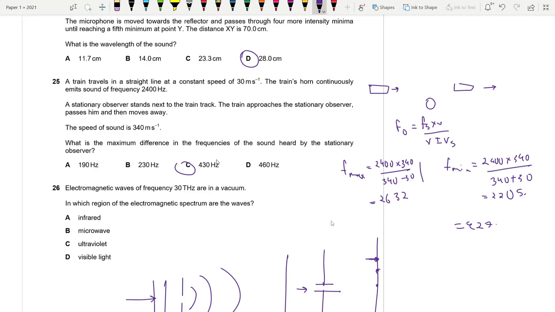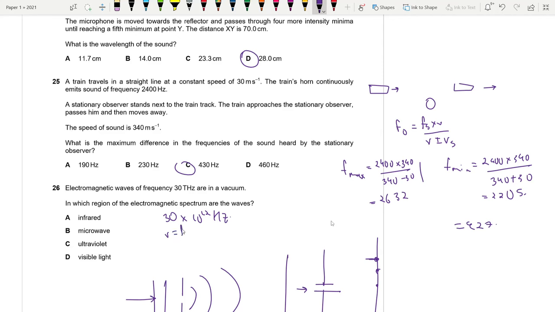So you determine waves of frequency 30 terahertz in a vacuum. In which region is this? So 30 into 10 to the power 12 hertz. So never memorize frequency. That's my opinion. I always memorize wavelength. So this is the trick I apply.